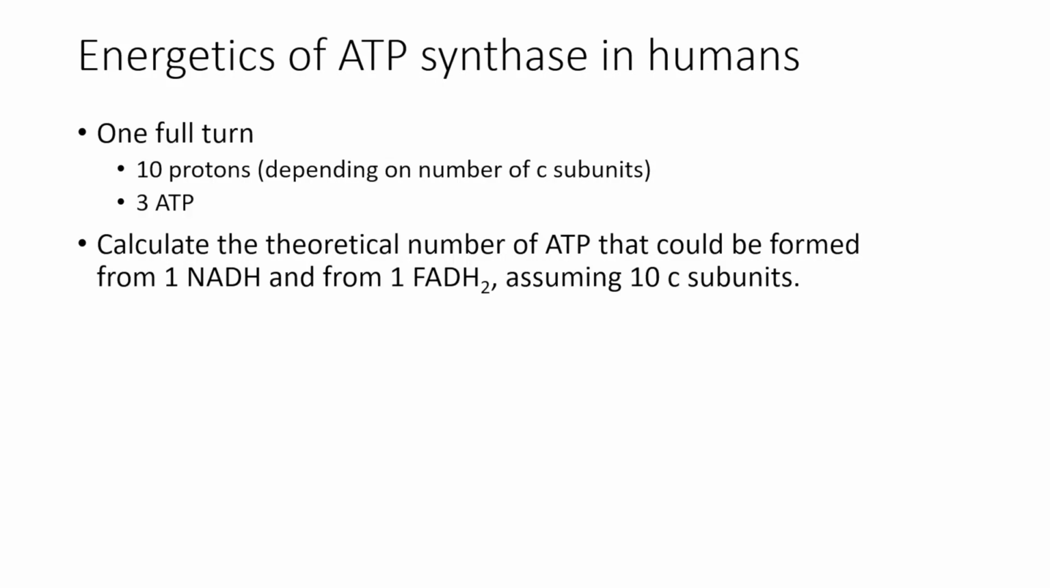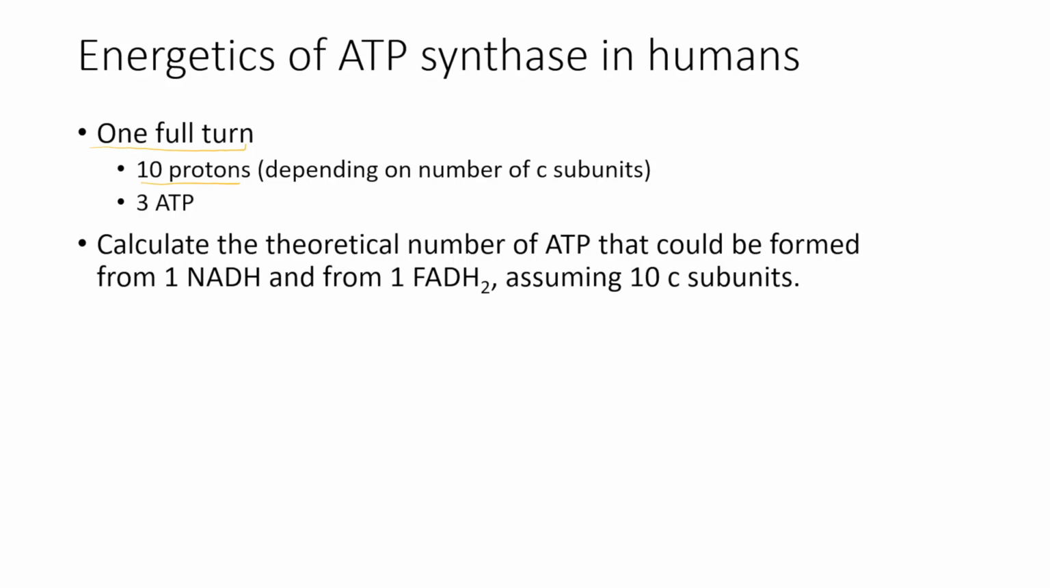So like we mentioned, for every 1 full turn of the C ring, it's going to accept a number of protons, and that number of protons depends on how many C subunits there are in that C ring. And this depends on the organism and their particular ATP synthase. For us, it's about 10 protons. So there are about 10 C subunits in an ATP synthase.